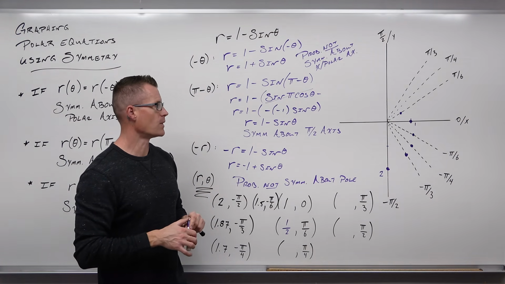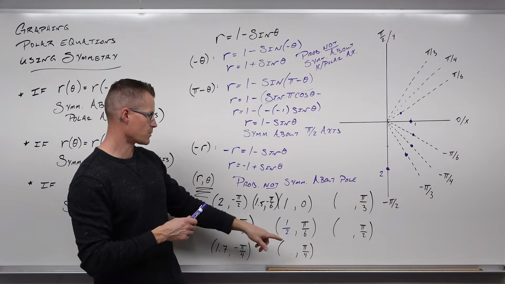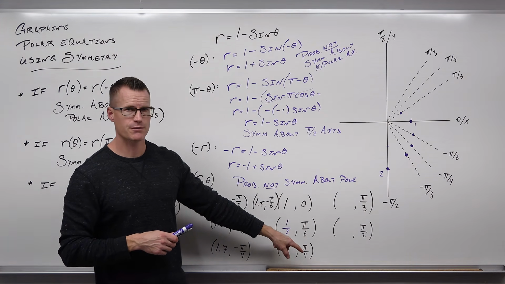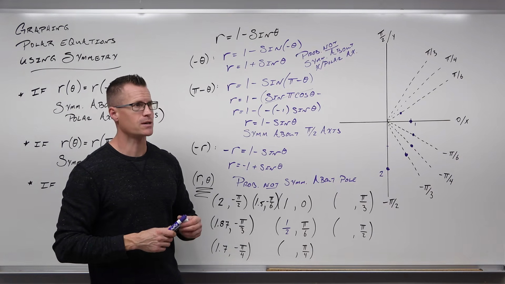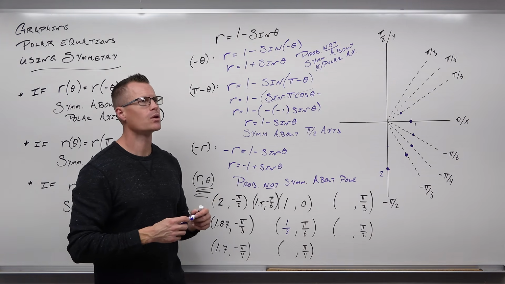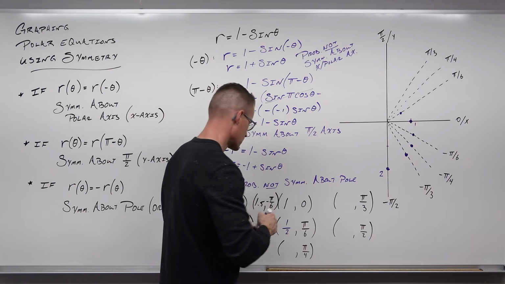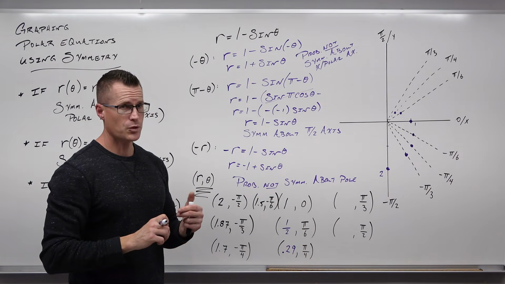Let's try pi over 4. Sine of pi over 4 is square root 2 over 2. That's 0.707. 1 minus that is close to 0.3, but like 0.29. It's getting pretty close to that pole.